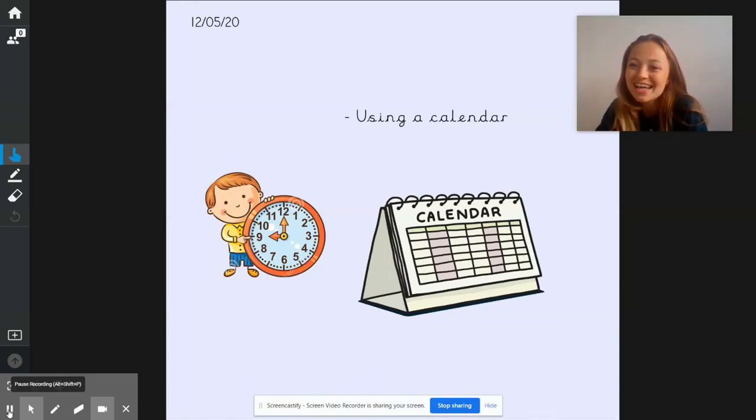Good morning, Year 1. Today we are going to be learning how to use a calendar to find out what day it is, what week we're in, or what month it is. Now, I know that everybody in Year 1 knows a song to help them with the days of the week and knows a song to tell them the different months of the year.